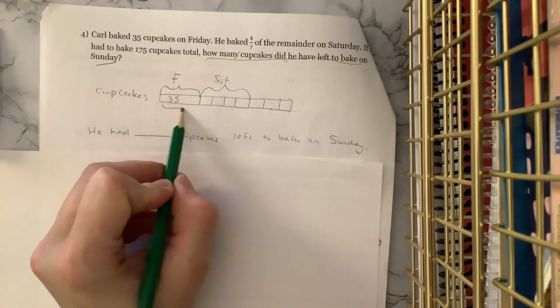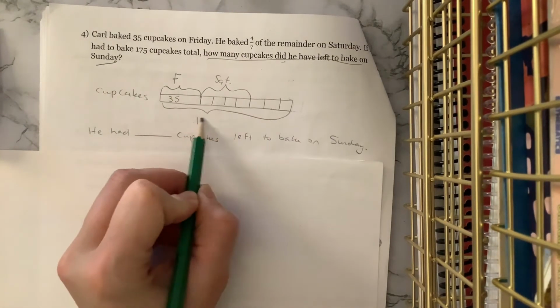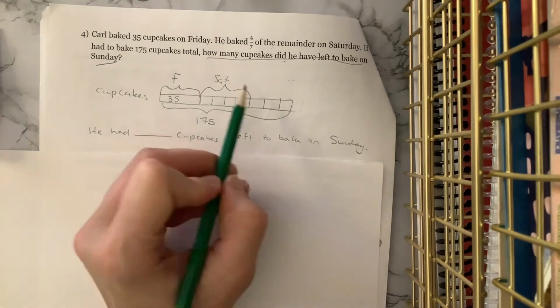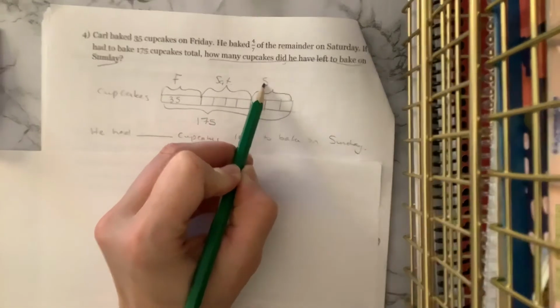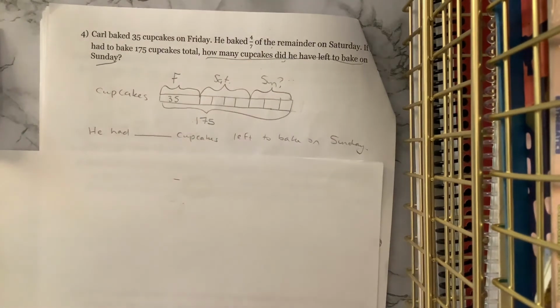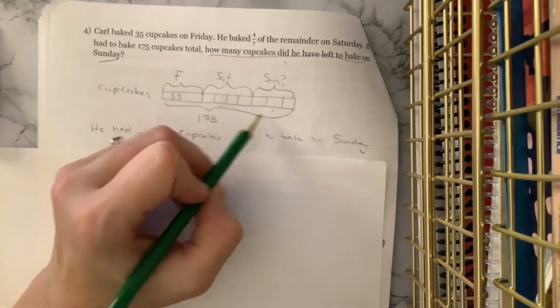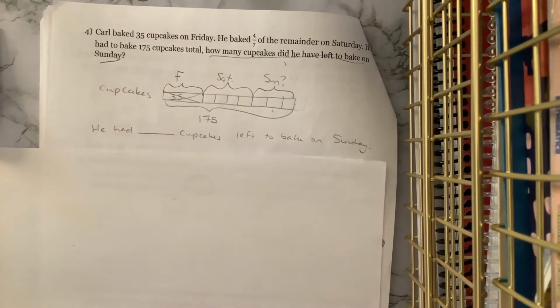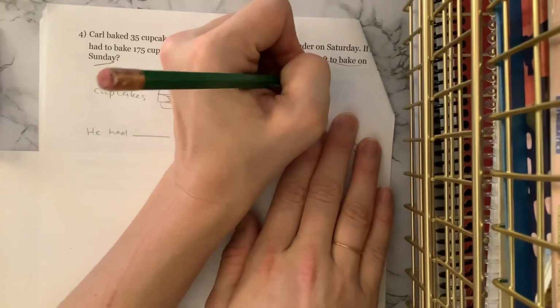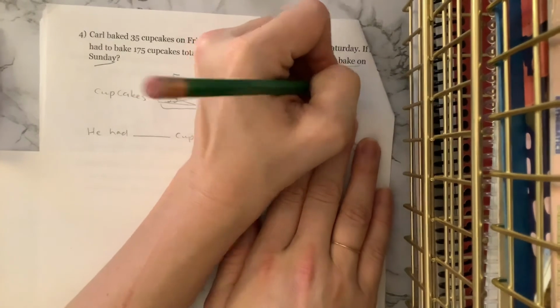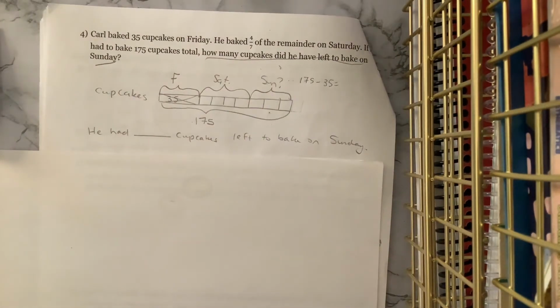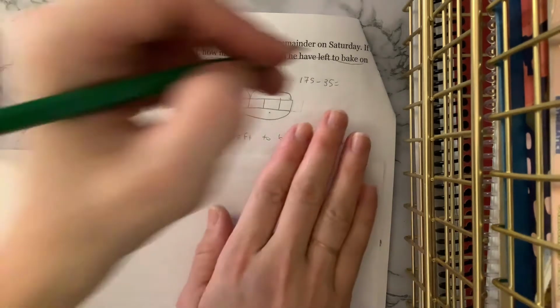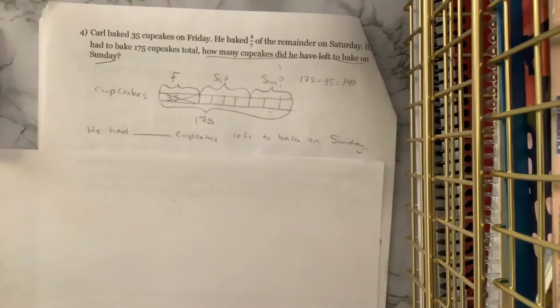If he had to bake 175 cupcakes total, how many cupcakes did he have left to bake on Sunday? I guess I shouldn't have said this was like the first 2. It's really like the one we just did. So again, remember, we have all these equal boxes and this unequal one. So how do we get rid of that? Mathematically speaking, you want to start by doing subtraction. 175 minus 35. That's going to be our first step so that we can be looking at all equal boxes. So subtraction, you should have ended up with 140.